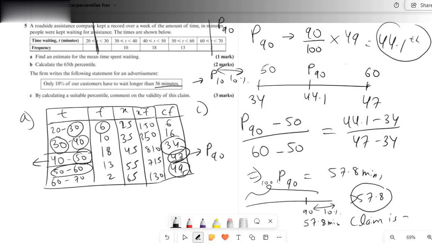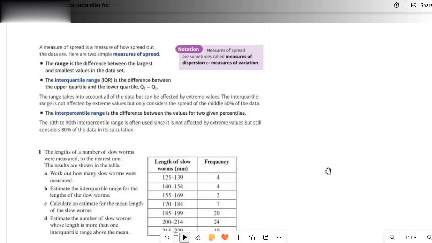So claim is false. Moving on, a measure of spread is a measure of how spread out the data are. Here are two simple measures of spread. The range is the difference between the largest and smallest values in the dataset. The interquartile range, something that we already have discussed in our previous video, is the difference between the upper quartile and the lower quartile, or Q3 minus Q1.